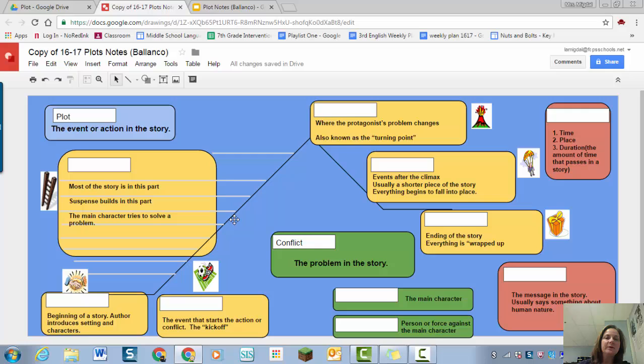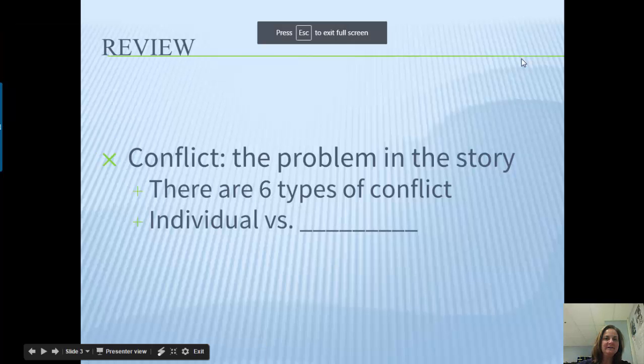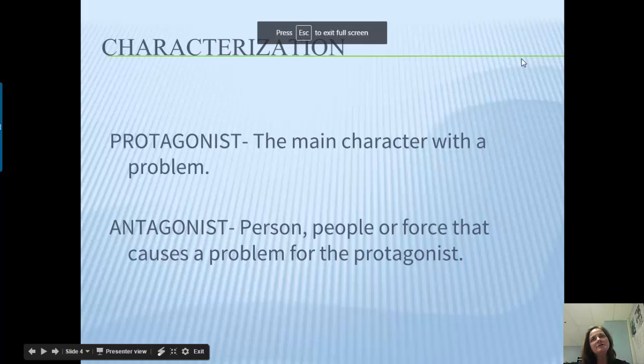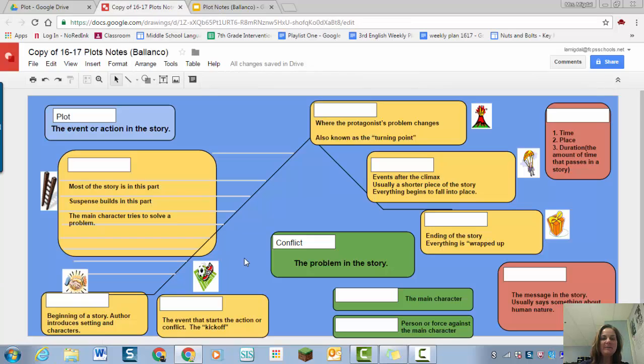So on, we call this our plot map or our plot diagram. We want to make sure we're incorporating all parts of the story. So we're going to include some other things. We've also studied characterization. So let me flip back here. Characterization. Remember, characterization is how an author describes a character, how an author creates a character for a reader. We have 2 main types of characters we're going to be talking about. Protagonist, the main character with a problem, and antagonist, the person, people, or force that caused the problem for the protagonist.